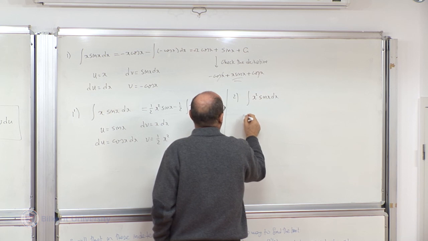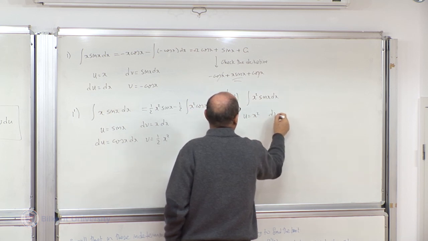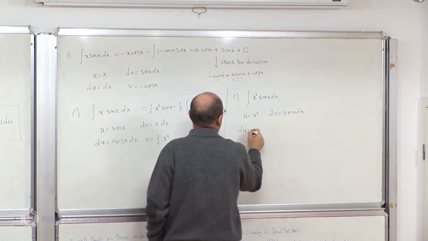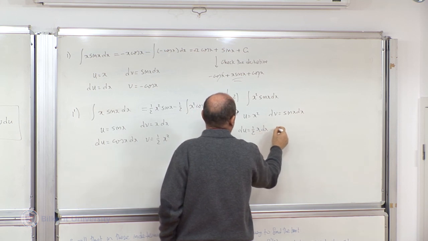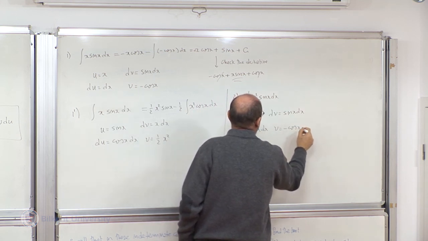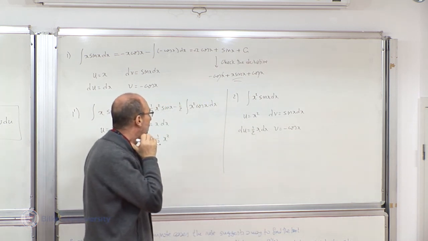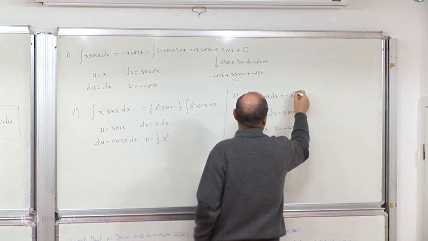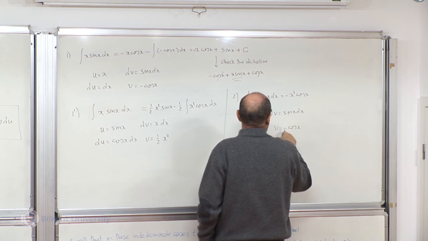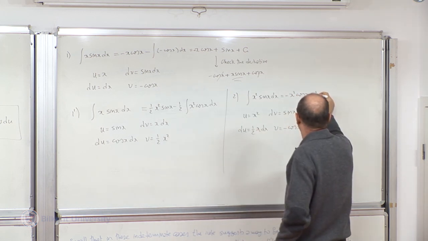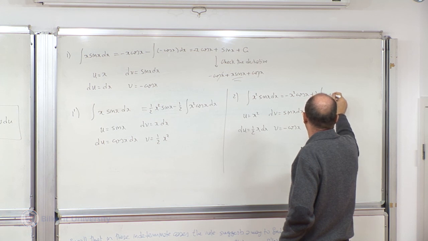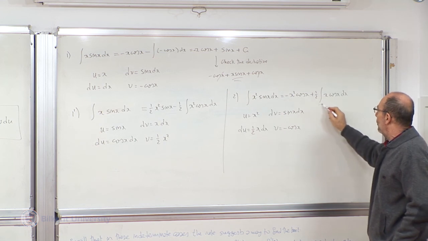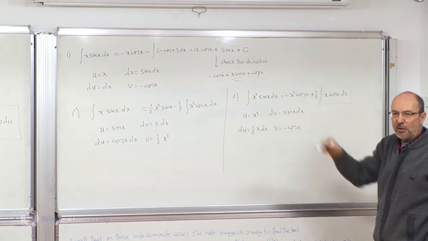So here I try u equals x squared and dv equals sine x dx. So du is 2x dx. V is minus cosine x. Then what happens? I multiply these two. I have minus x squared cosine x, minus minus, another plus, 2 times the integral of x cosine x dx. Well, there is hope in this because we just handled something similar to that.